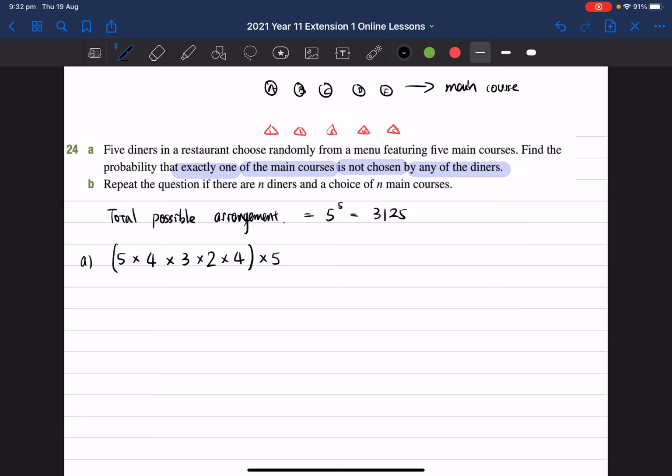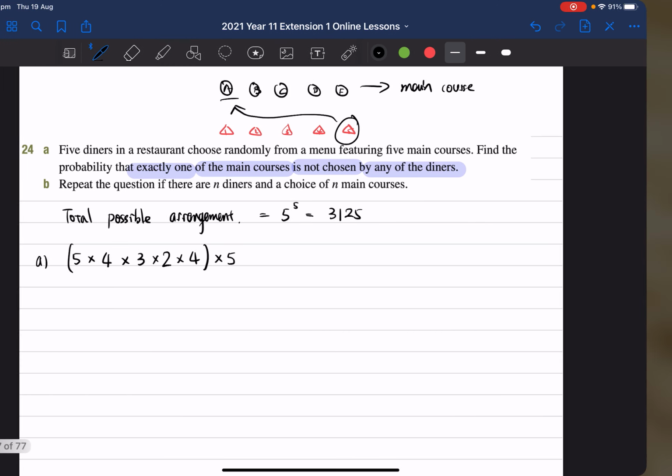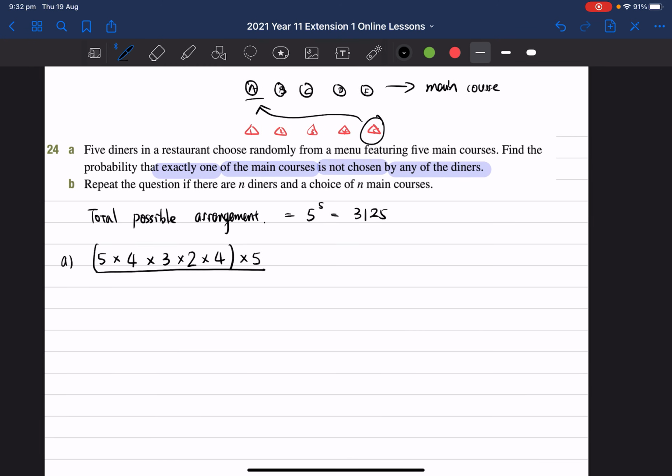But then, one meal is repeated, right? Only one of the meals is actually repeated. So therefore, 2 diners will have the same meal. Think about it. So this number 5 here maybe is going to choose A twice. So if we have one meal that's repeated, we need to divide by 2 factorial.